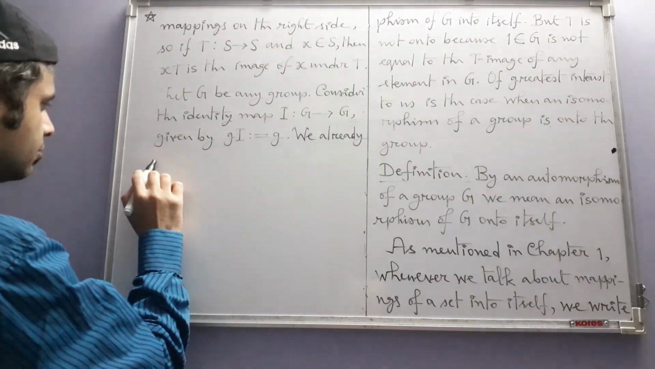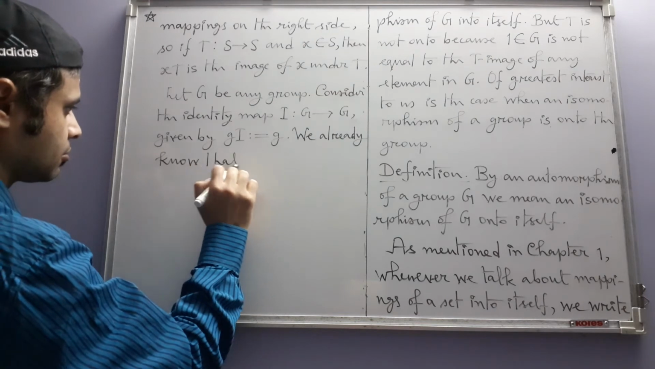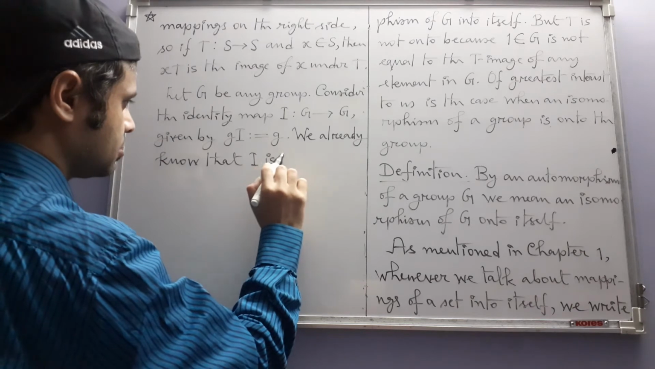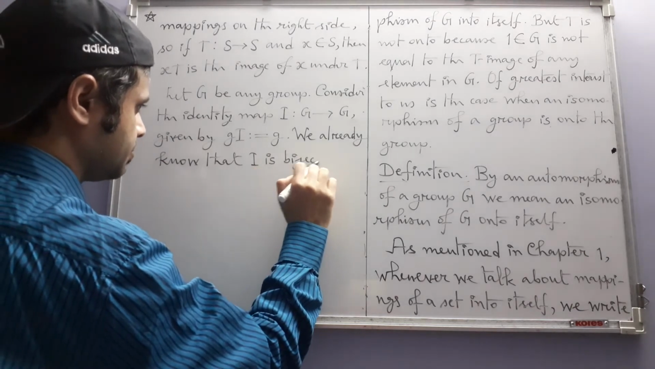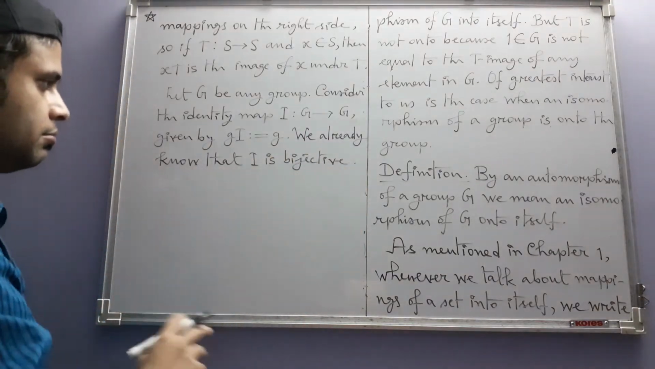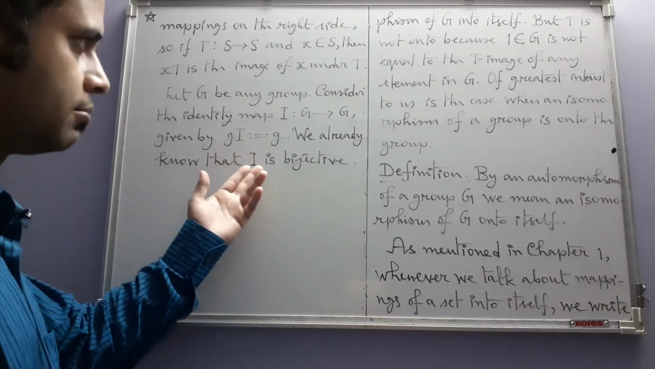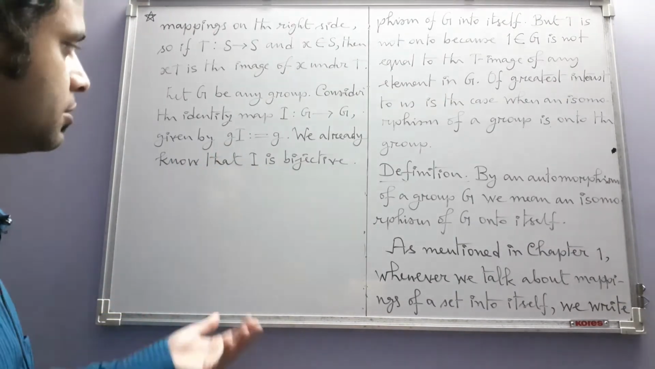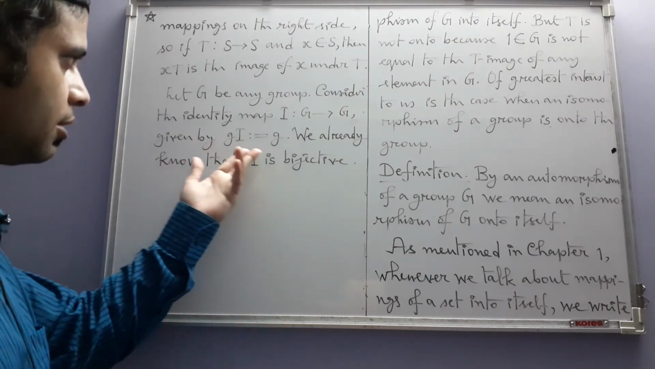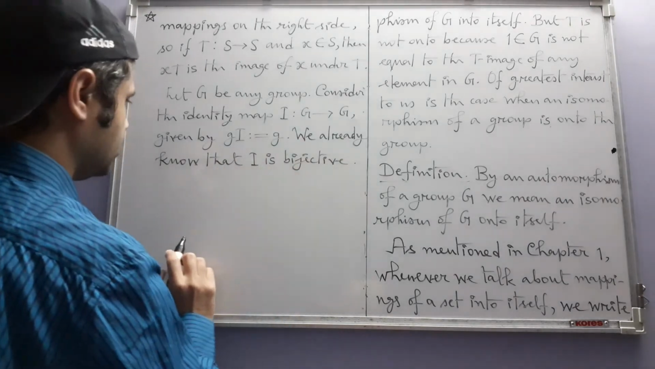We already know that I is bijective. This we have seen even before we started group theory. In the section on functions, there itself we saw that the identity map is both one-to-one and onto, and it's almost obvious to see why that is the case. I is bijective.